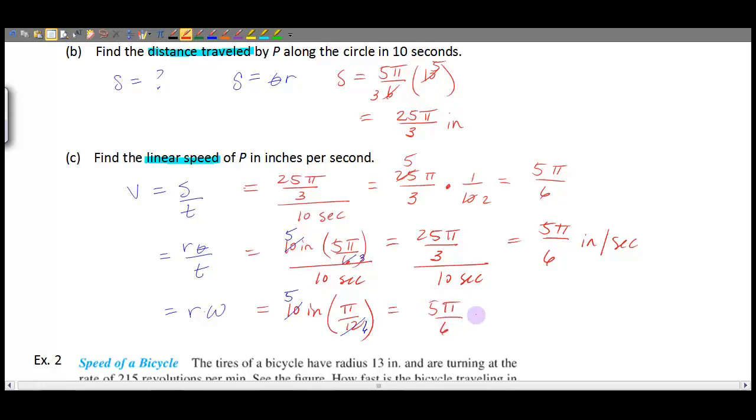So I just wanted to point out to you, it didn't matter in this case which one of these 3 formulas I used, because I knew all of these variables coming down to this particular question. When you're faced with the choice of which one to use, you want to ask yourself, which one of these formulas do I know the most information about? In this particular case, I knew everything about all 3 forms.